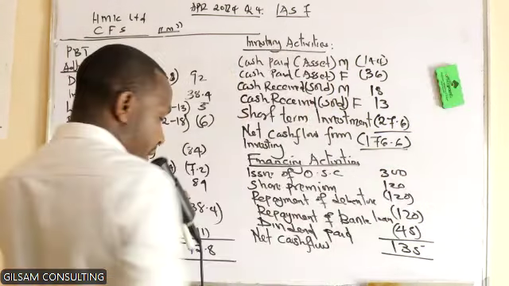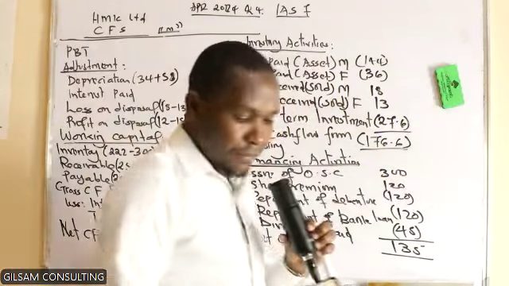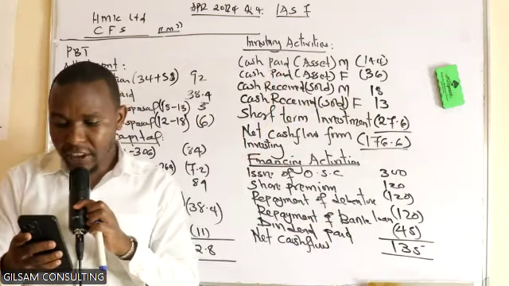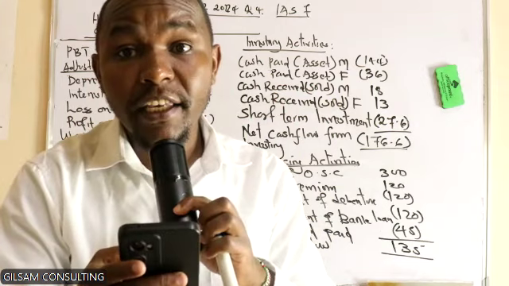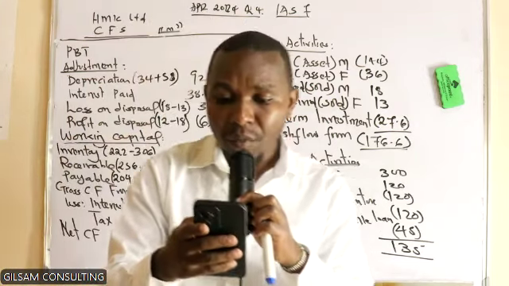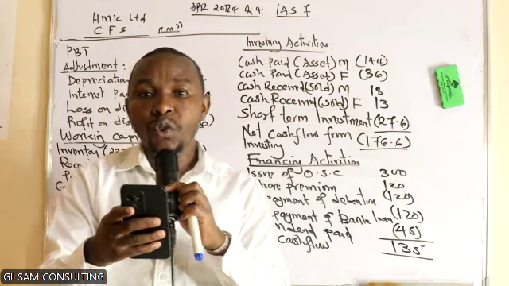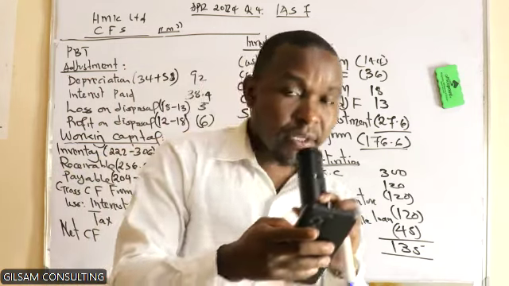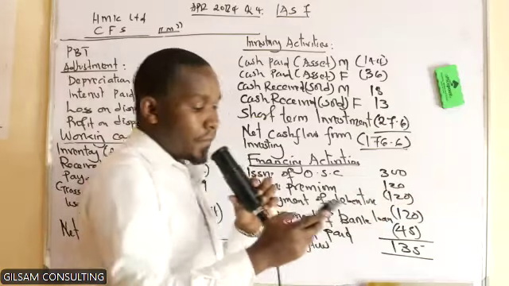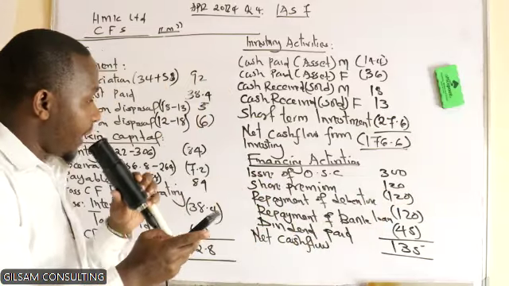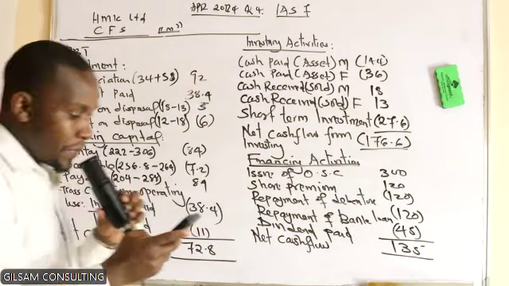Look at the share premium. We had 90 million, and at the closing of the current year 2023, we have 210 million. So the difference is the cash inflow of 120 million. And then we have the repayment of debentures.